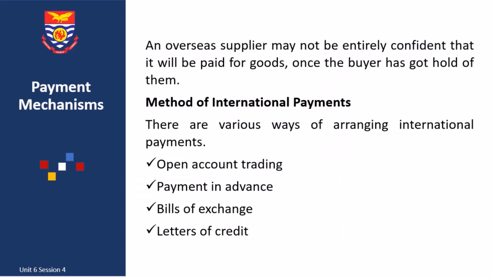Payment mechanisms. Now we are saying that one person can sit in your country and the next supplier will also sit in your country, and then we transact. After transacting, how do we pay? How is the supplier assured that if I deliver the goods, the buyer is going to pay? How is the buyer assured that if I pay, the supplier is going to deliver? So we are going to briefly go over some of these payment mechanisms. An overseas supplier may not be entirely confident that it will be paid for goods once the buyer has got hold of them.